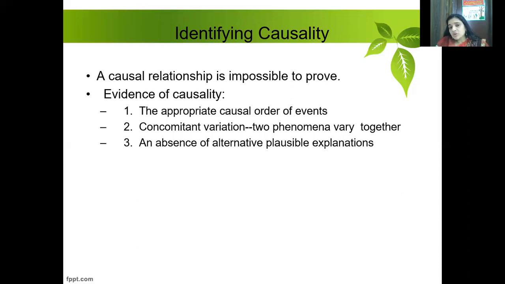The appropriate causal order of events means the same cause and effect relationship is happening again and again. Concomitant variation means two phenomena actually vary together, but we don't know why they are varying together. I mean, there are two phenomena A and B. Phenomena A and B are traveling together, but it is not clear whether phenomenon A is affecting B or phenomenon B is affecting A. That is not clear here. Or an absence of alternative plausible explanations. Sometimes we are not 100% clear about other variables which might be affecting these two variables we are talking about.